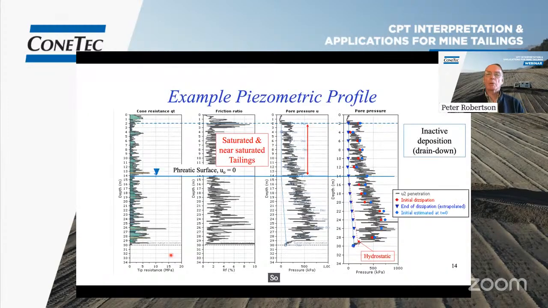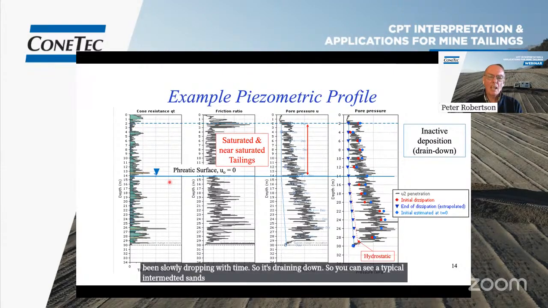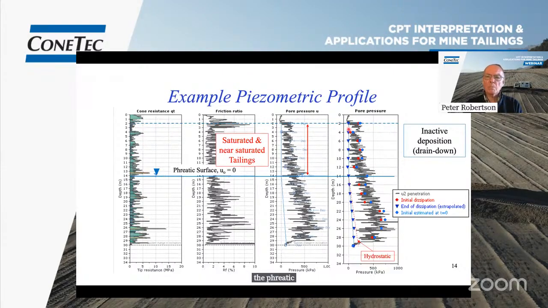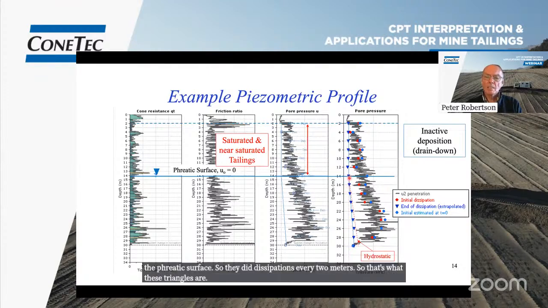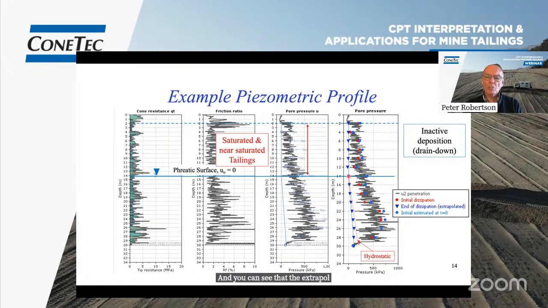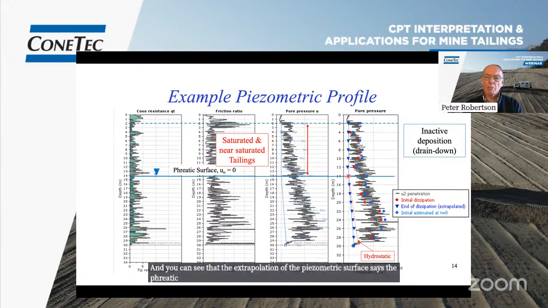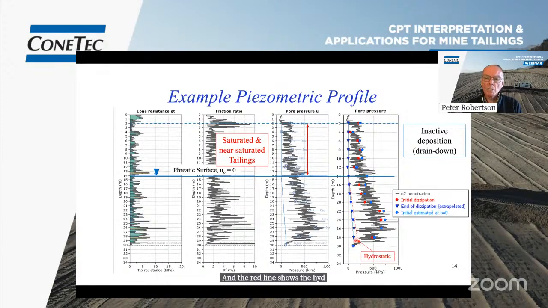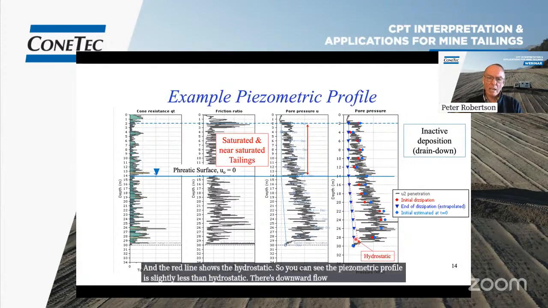So let's have a look at an example. Here's an example from a site that's been inactive for a few years. So the phreatic surface has been slowly dropping with time. So it's draining down. So you can see a typical interbedded sands and silts tailings, the phreatic surface. So they did dissipations every 2 meters. So that's what these triangles are. And you can see that the extrapolation of the piezometric surface says the phreatic surface is at a depth of about 14 meters. And the red line shows the hydrostatic. So you can see the piezometric profile is slightly less than hydrostatic. There's downward flow, and of course it's draining down.